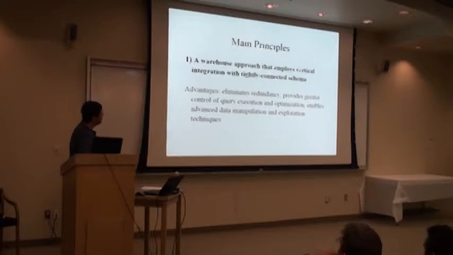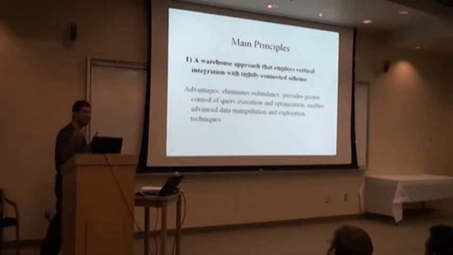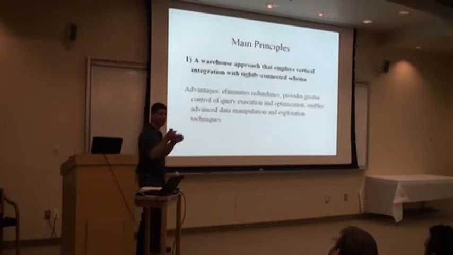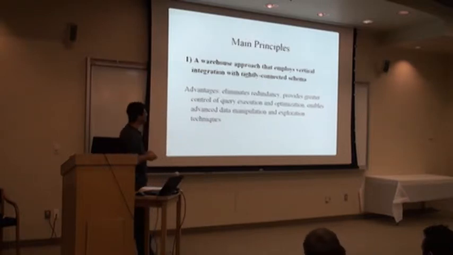And it employs what we call vertical integration with tightly connected schema. So the tightly connected schema refers to the fact that all those different entities are highly dependent on each other. Proteins encoded by DNA sequences, proteins can interact with each other, they can be part of pathways and so on. So we have all those different entities and all those relations between them.